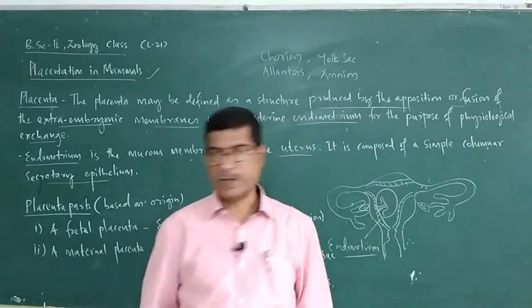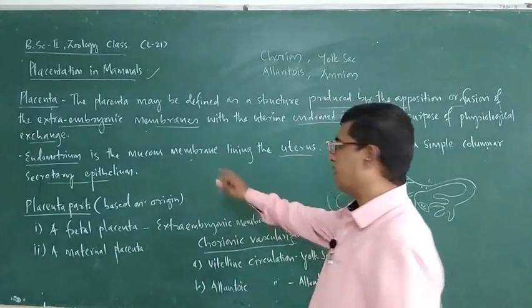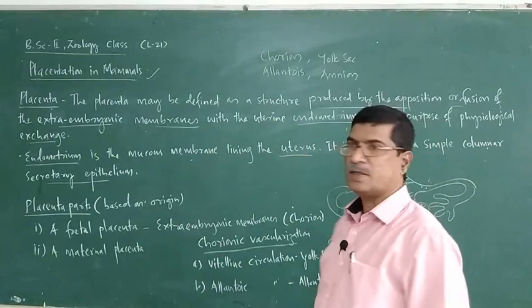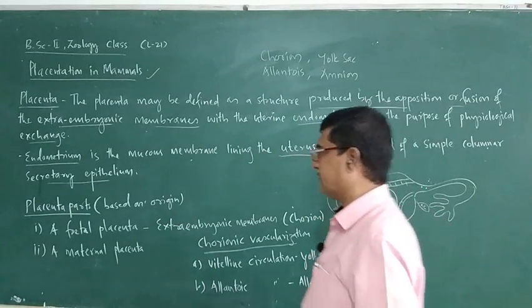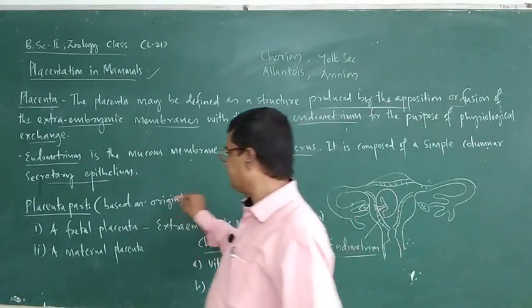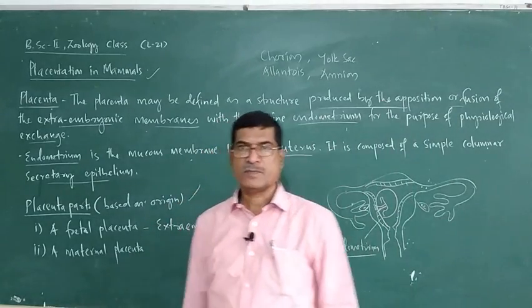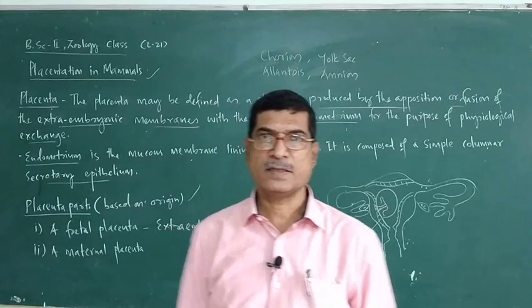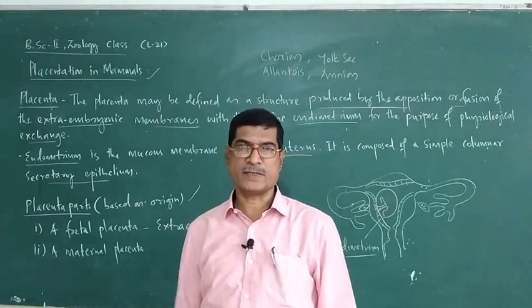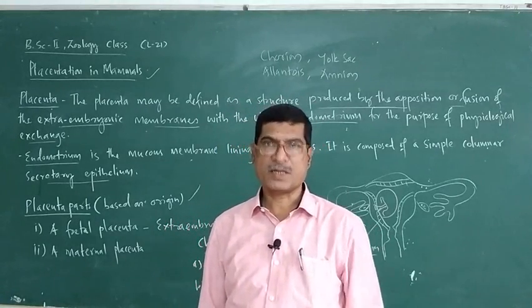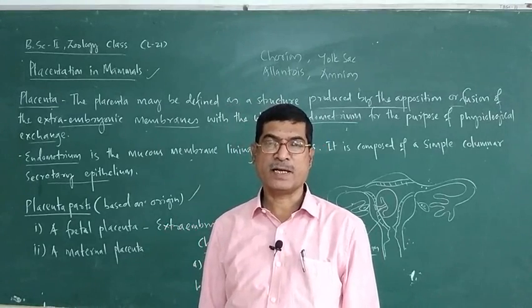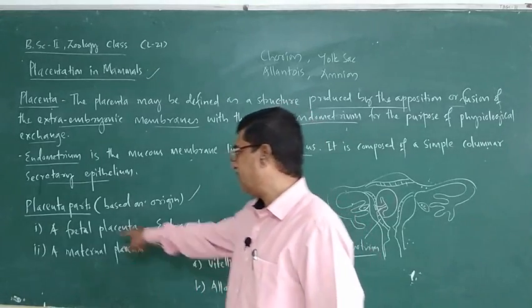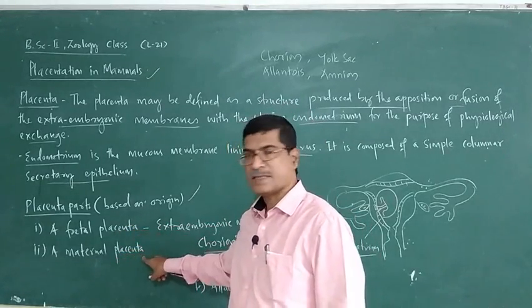So endometrium is the mucous membrane lining the uterus that is composed of simple columnar secretory epithelium. Okay, next, placenta parts. As far as its origin is concerned, it has two parts, coming from different sources: a fetal placenta and a maternal placenta.